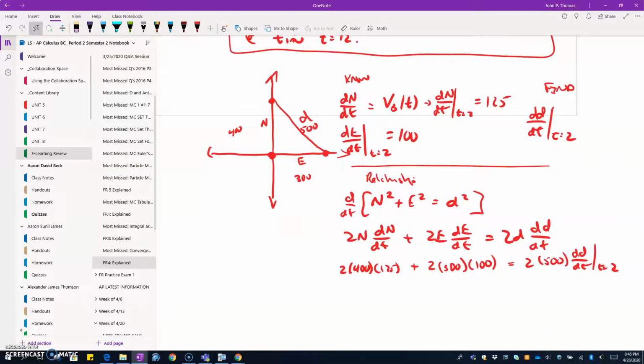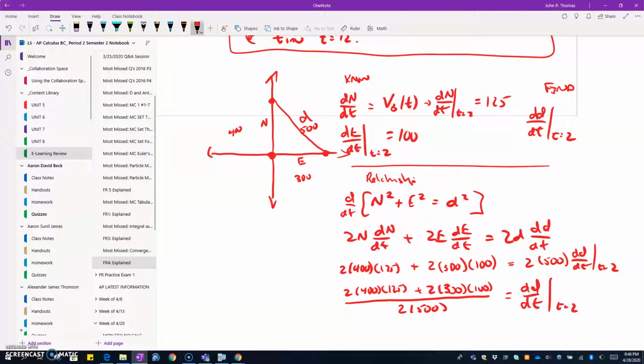So from here, I've got 2 times 400 times 125 plus 2 times 300 times 100. Then I'm going to divide that entire side by the 2 times 500. Now, if I'm without a calculator, I'm honestly probably not going to go any further than this because this is totally sufficient for what the College Board is looking for.